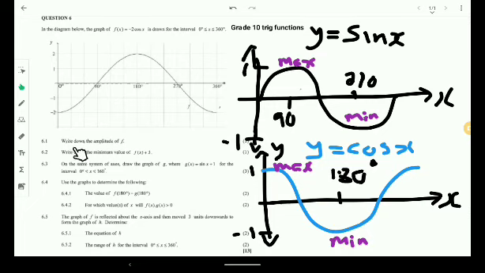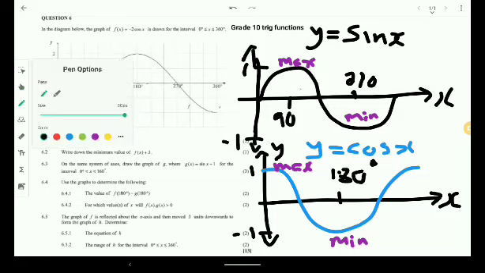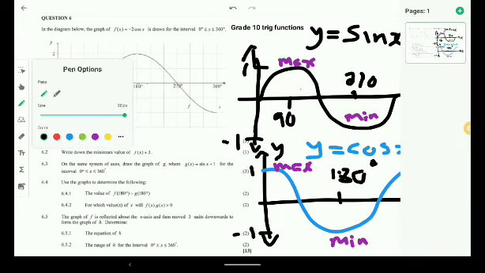The question says we must write down the amplitude of f. So this graph is called f. The amplitude of f should be positive 2. Let's answer this question very quickly. So I will add another slide here.